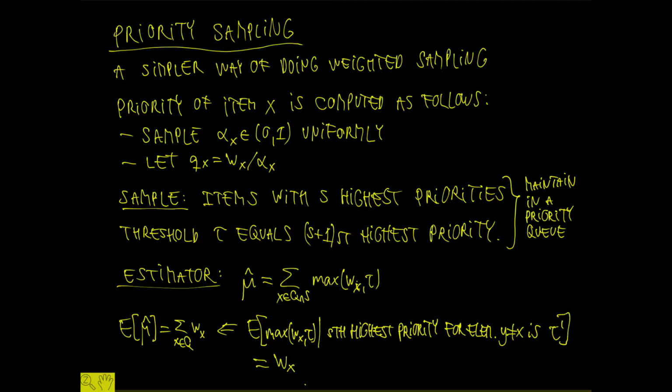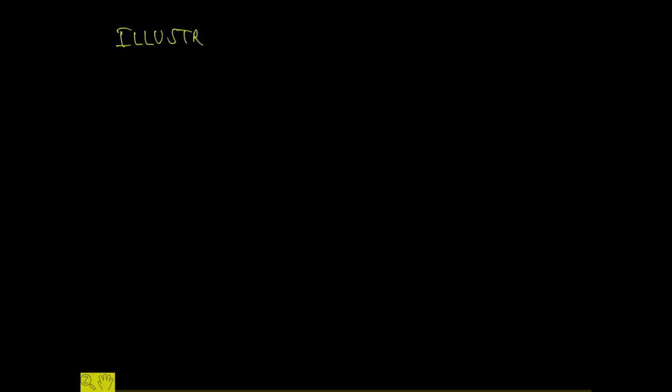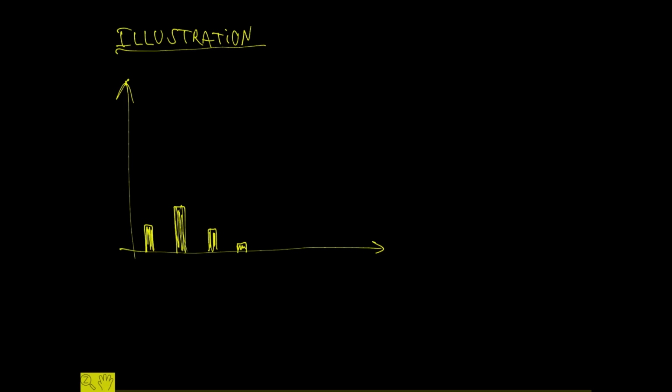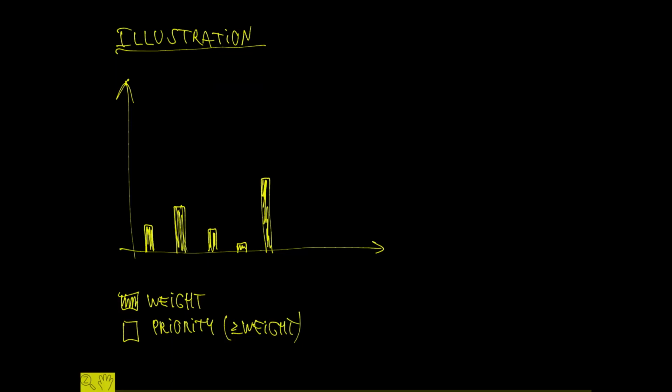And even something stronger is true, namely that the expected value of mu hat given a particular value of tau is equal to Wi. The full proof is in the book, but let me illustrate why this is true. So suppose this is the weight distribution. Now the priorities are given by dividing by a number that is less than 1. So the priorities will be greater, sometimes much bigger, sometimes just a little bit bigger.